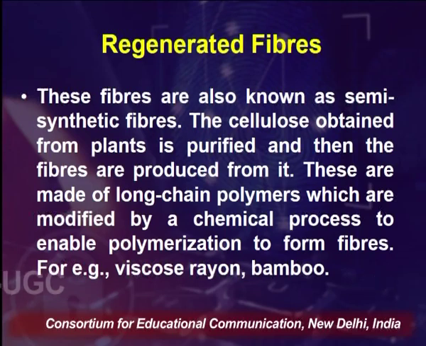Semi-synthetic fibers means that the cellulose is obtained from plants and that is further purified and fibers are produced from it. These fibers are made of long chain polymers and modified by a chemical process to enable polymerization so that synthetic fibers can be formed. So, regenerated fibers, their basic material is natural, but it is further mixed with certain chemicals. Viscose rayon and bamboo are examples of regenerated fibers.